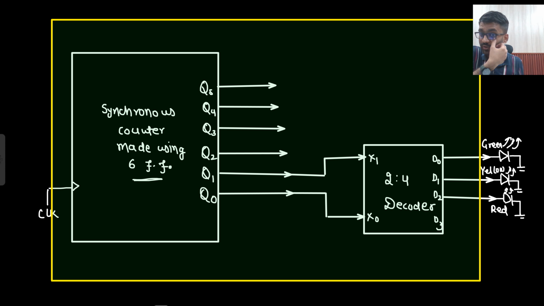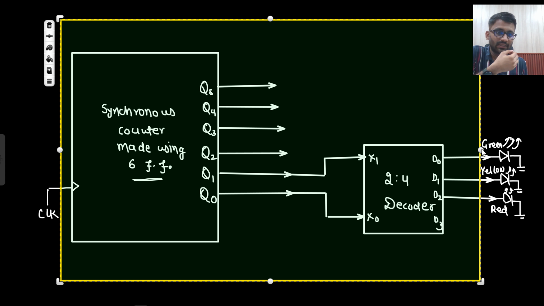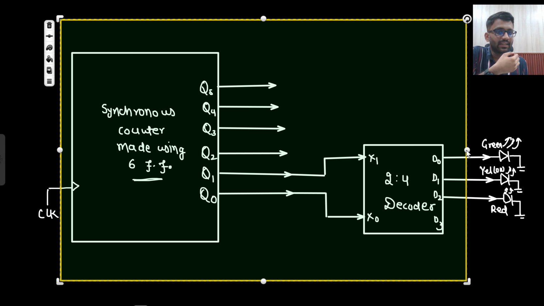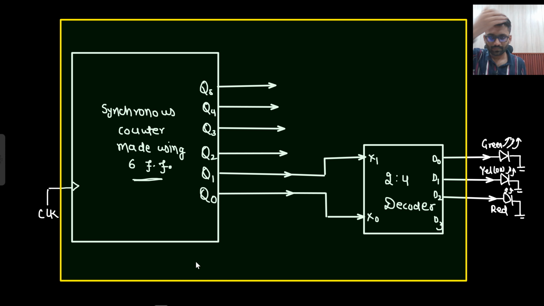So how many flops am I using now? The answer that is coming out is 6 flops. But is that the best design? This is my question.